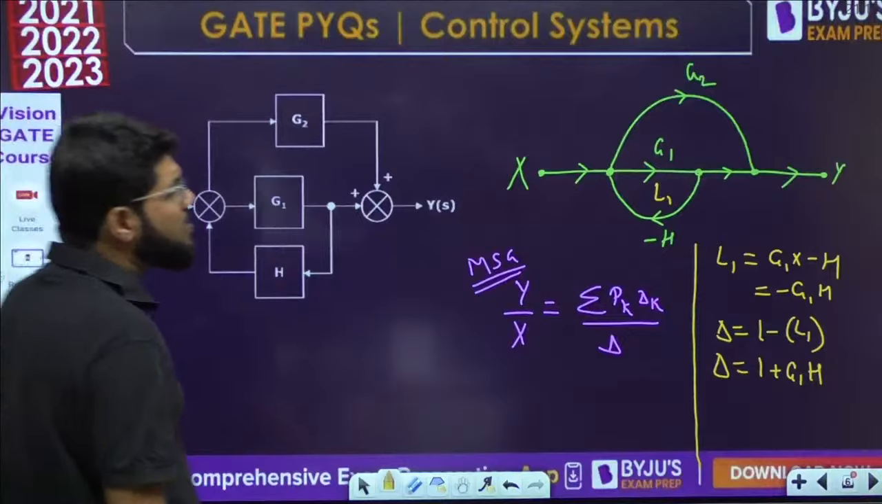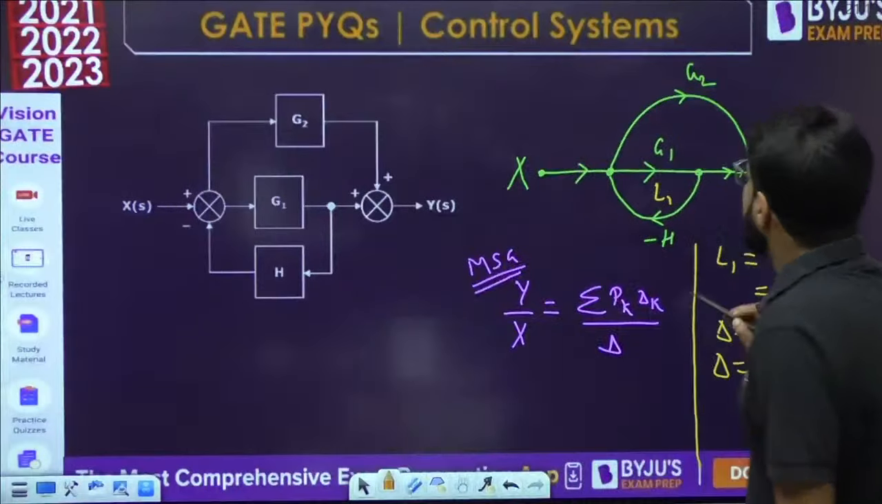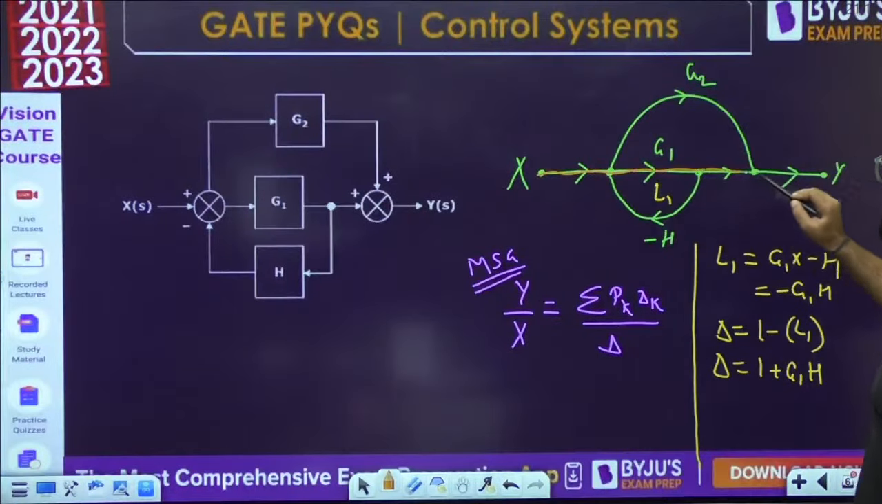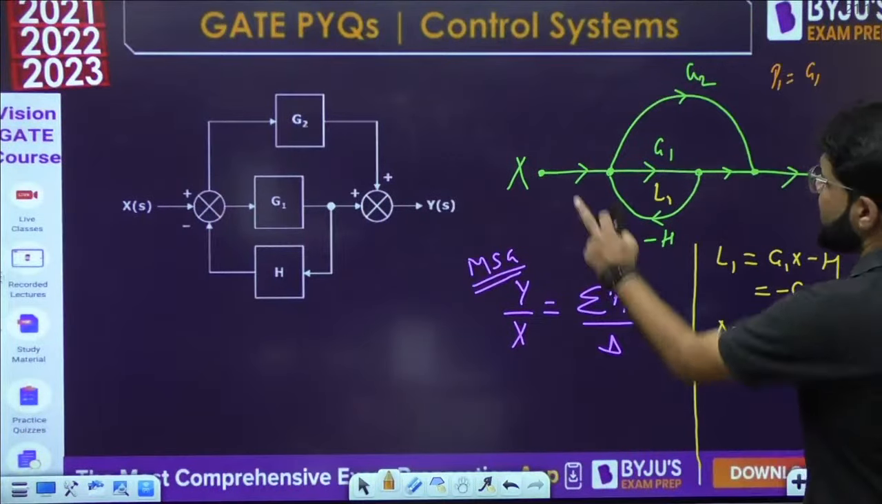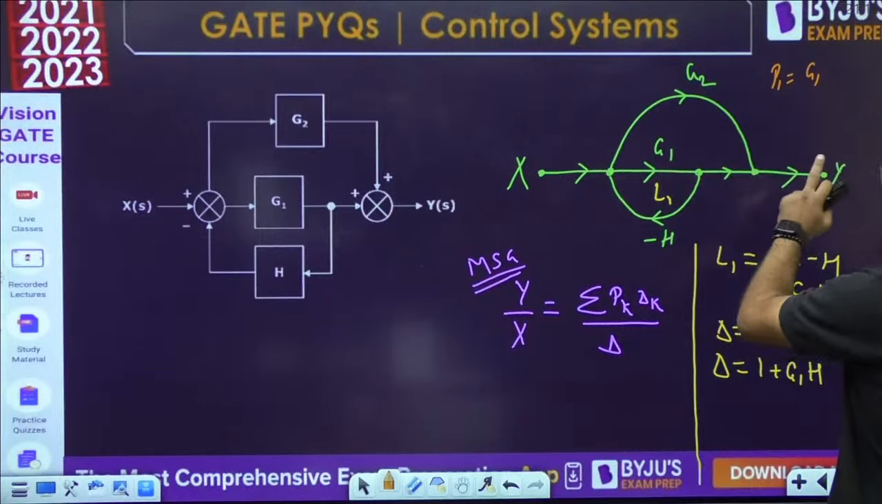Now, what are the forward paths? Definitely there is one forward path, that is through the branch G1. So one of the forward paths is G1. All other gains are 1, so it's like 1 into G1 into 1 into 1.